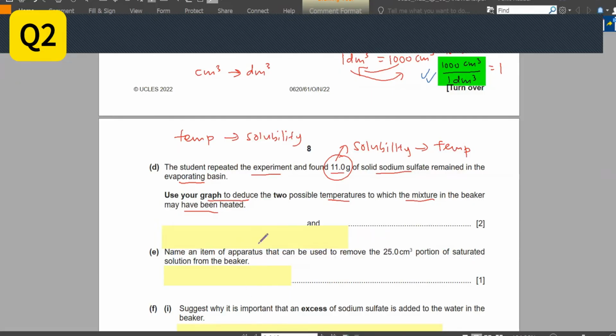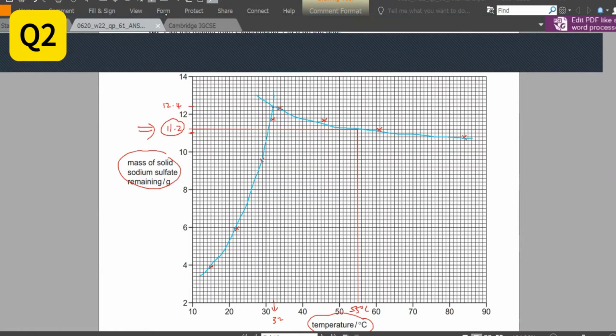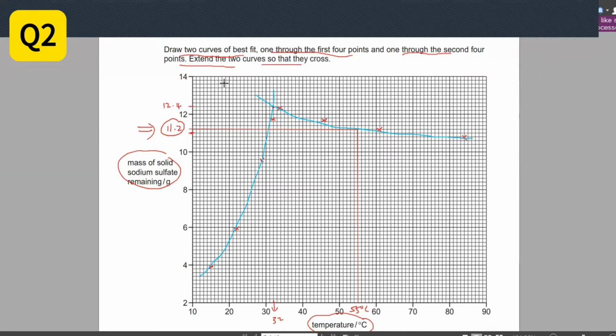Okay, so what do we do? Essentially we will draw a line at 11, and we will see where it crosses. So we can see that it crosses the plot at these 2 points here, somewhere around here.